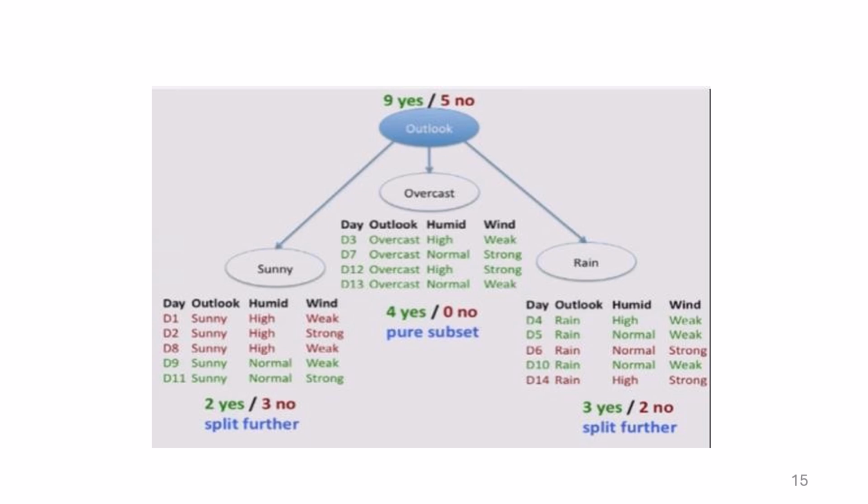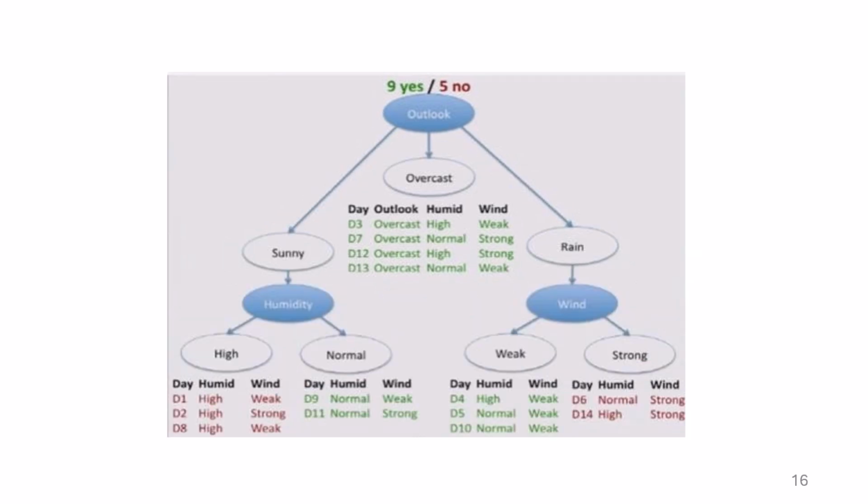On the right-hand side, based on rain, 3 yes and 2 no tuples are available. In this record, the yes and no are separately shown on the screen. Very easily we can understand.